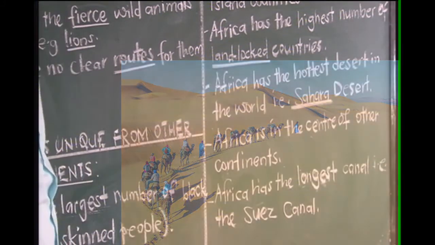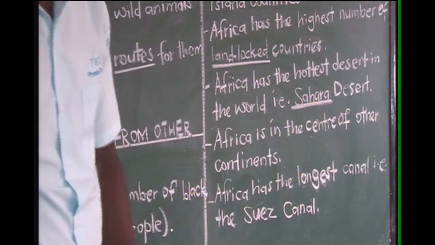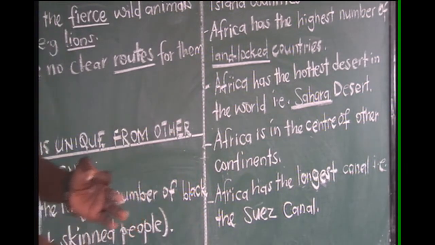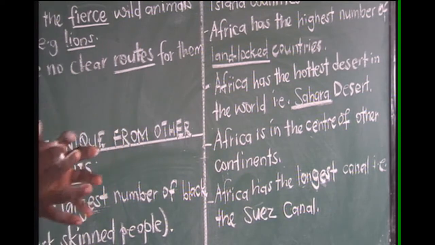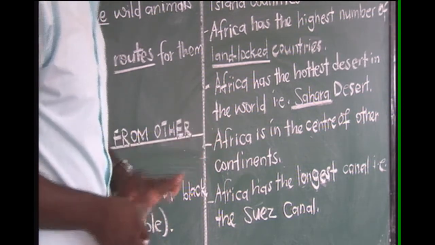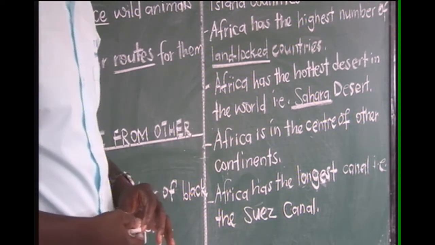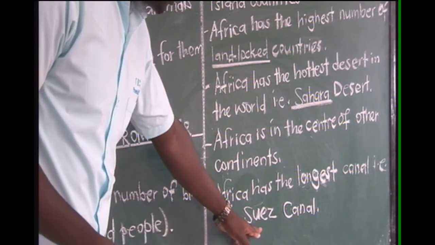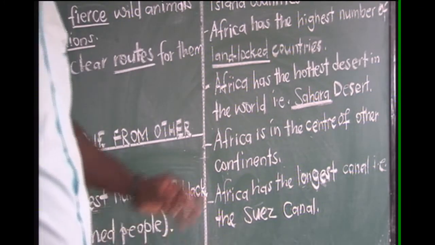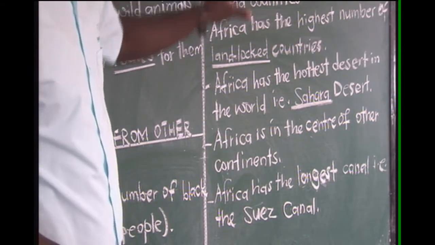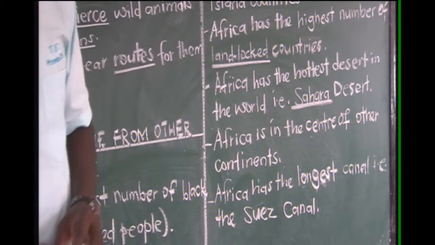Then the next one is, Africa is found in the center of other world continents. When we look at the other continents, you will find that Africa is in the middle. That is also another advantage or another thing that makes Africa unique. Then lastly, we are saying that Africa has got the longest canal, and that is the canal that we have written as the Suez Canal. The Suez Canal, that is Africa. So these are the reasons that make Africa a unique continent, different from the rest of other world continents.